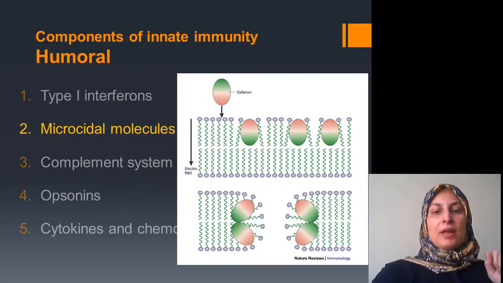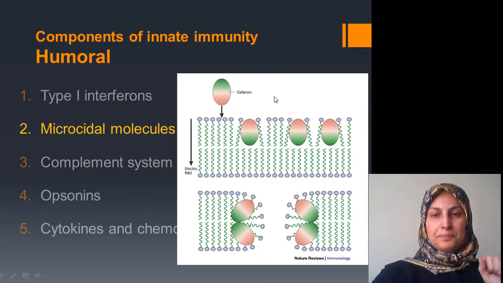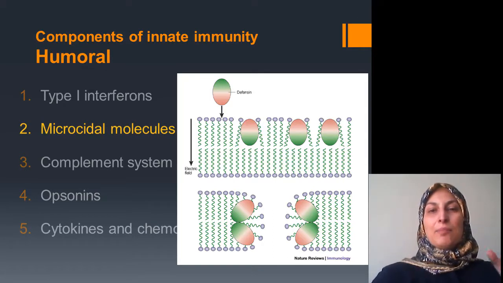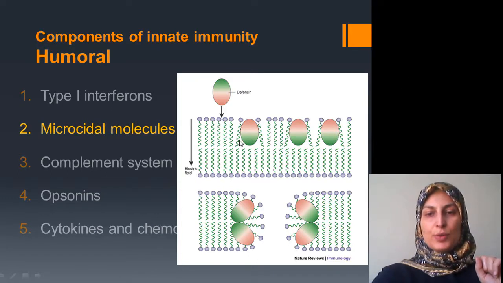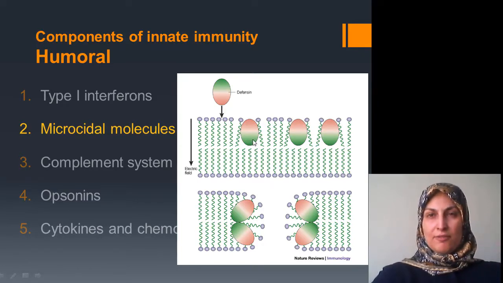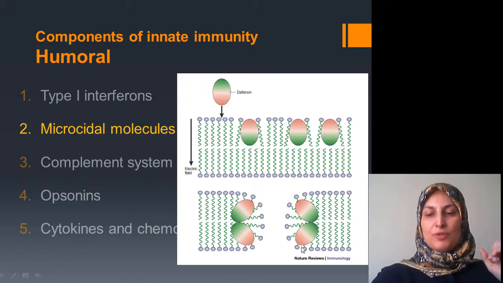The second part is the microcidal molecules, and the best example of a microcidal molecule is a defensin. Defensin has a unique structure. It has a lipophilic part, and it has another part which is charged. The lipophilic part of the defensin will allow it to get through the cell membrane, which consists of a lipid bilayer, so it can get inside the cell membrane, and because of the charged part, they are positively charged, so they would move away from each other because of the repulsion forces.